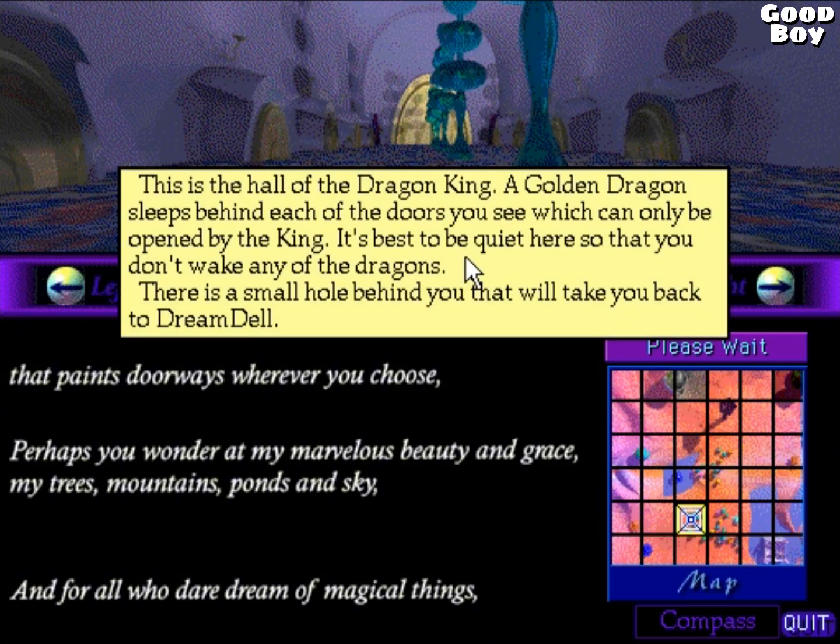This is the Hall of the Dragon King. A golden dragon sleeps behind each of the doors you see, which can only be opened by the king. It's best to be quiet here so that you don't wake any of the dragons. There's a small hole behind you that will take you back to Dreamdell.